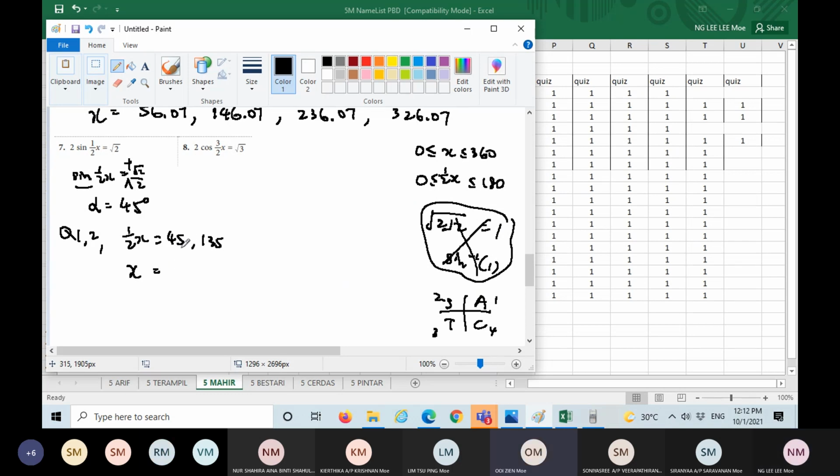90 degree and 270 degree. 90, 270. Okay, so be careful. Just now, the previous question is 2x. Come to this side, divide 2. This is half x, so come this side, times 2. Okay, so this is the answer.